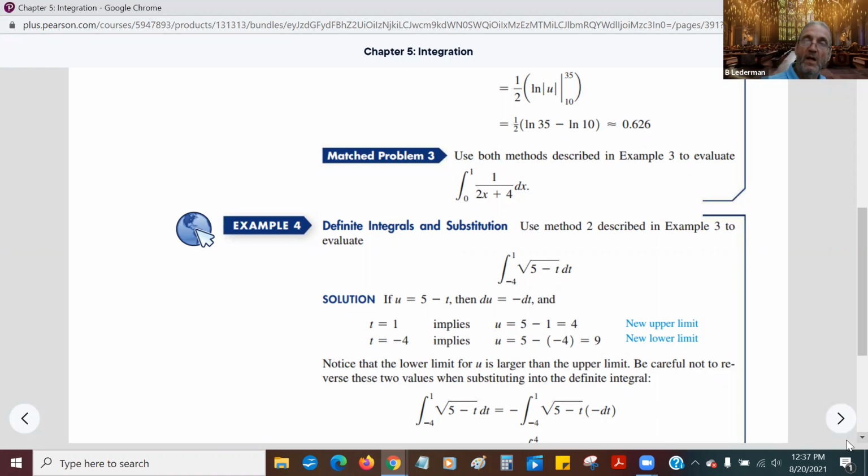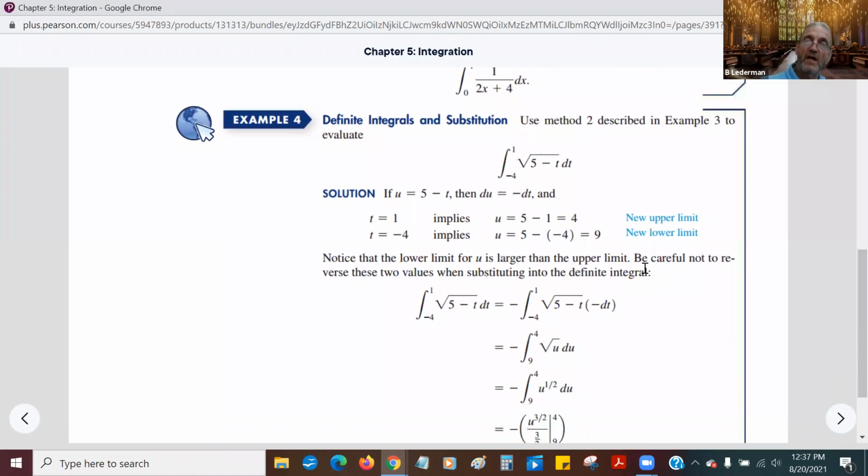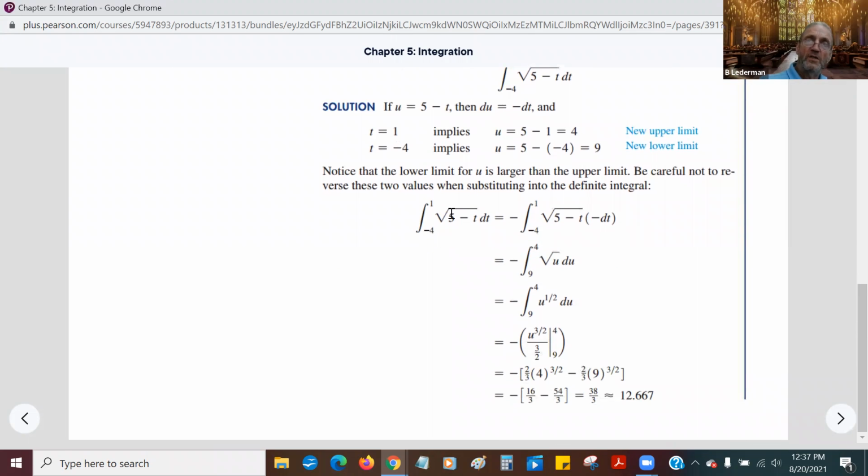So we're going to use that fact in a minute or two. But first, let's do the integral. This is now equal to the square root of 5 minus t, which is the square root of u. The dt, I'm going to put a negative here and a negative there. The two negatives cancel, which is good. And now the negative dt is equal to positive du. So it's negative the integral from 9 to 4 of rad u du.